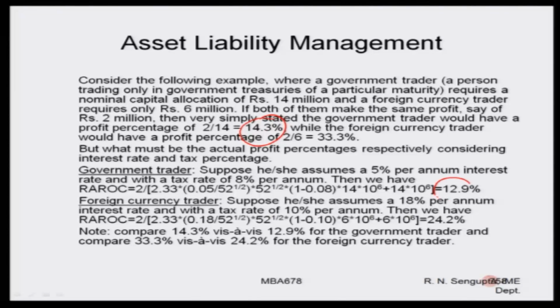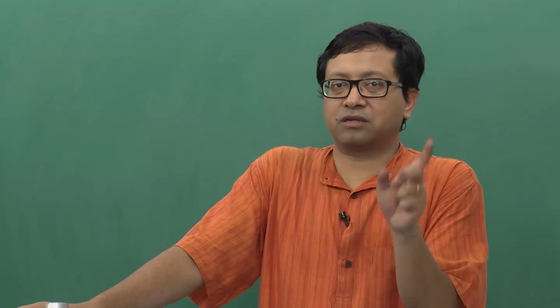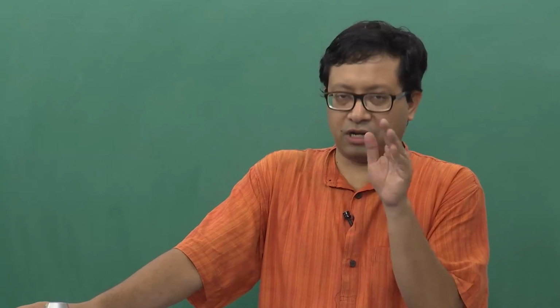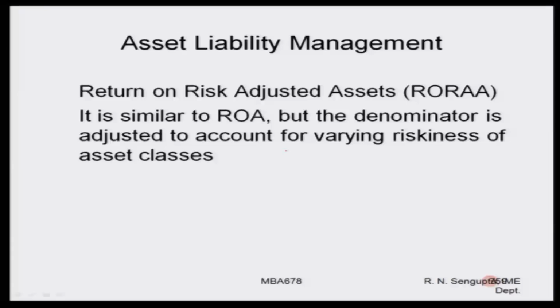so the increase which is happening, this one with this one, decrease or increase. If you consider this one with this one, there you will find there is a lot of difference. Even though the values would be different if you compare the foreign trader with the government one, still the increase and decrease is happening at a much more pronounced level, considering that you are considering the risk adjusted concepts, you are considering the interest rate and the concept of ROC. So, return on risk adjusted assets is similar to ROA, but the denominator is adjusted according to the varying riskiness of the asset class.